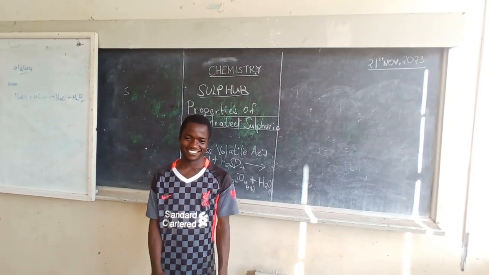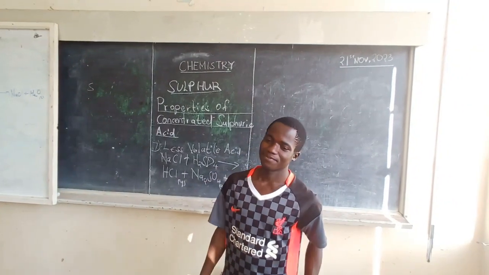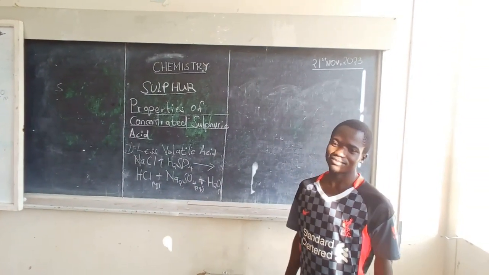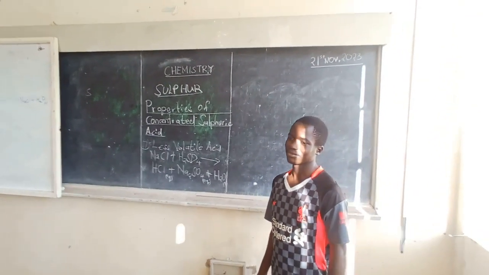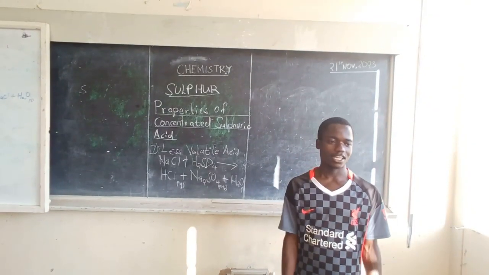Yes, correct. We have learned about the properties of concentrated sulfuric acid. One of them is that it is a less volatile acid. This means that sulfuric acid can displace more volatile acids in other compounds. Very good. Another thing that you have learned today.